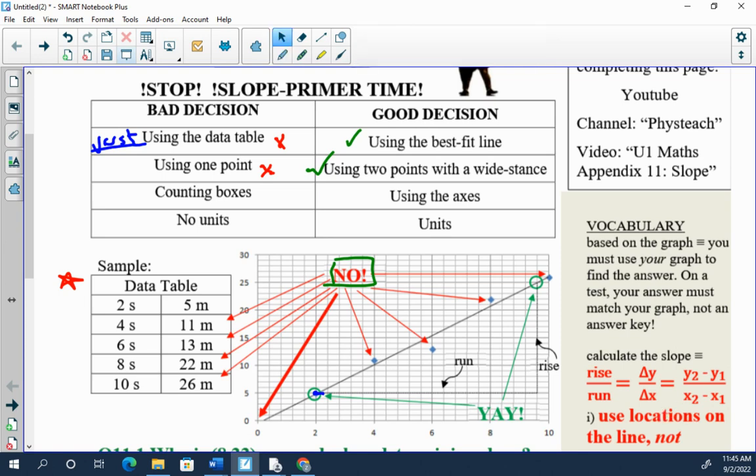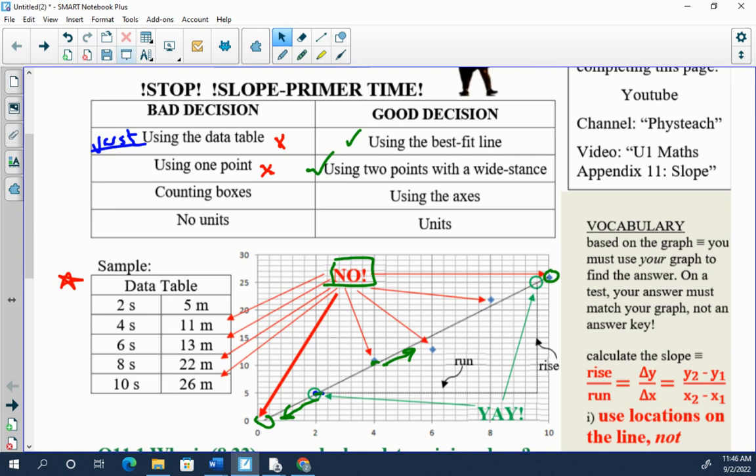What do I mean by a wide stance? Don't use a point here and a point here. They're too close together. Spread them apart. Like use here and here. Yeah, that's a little better. There's a reason for that. It has to do with error. We'll worry about that later.